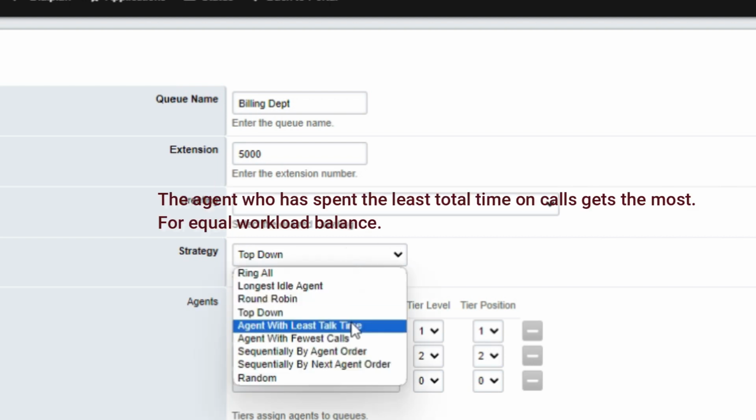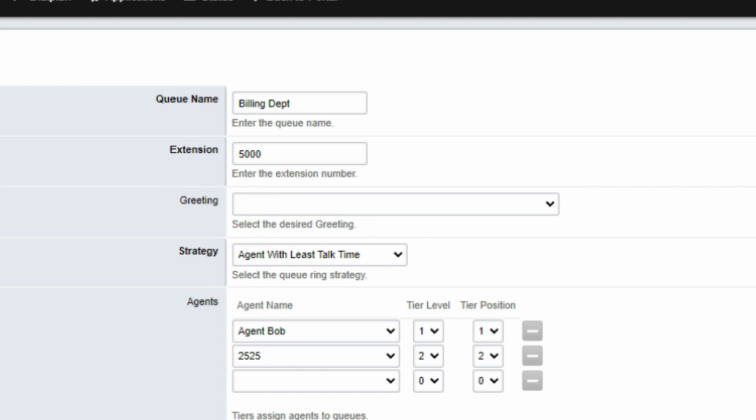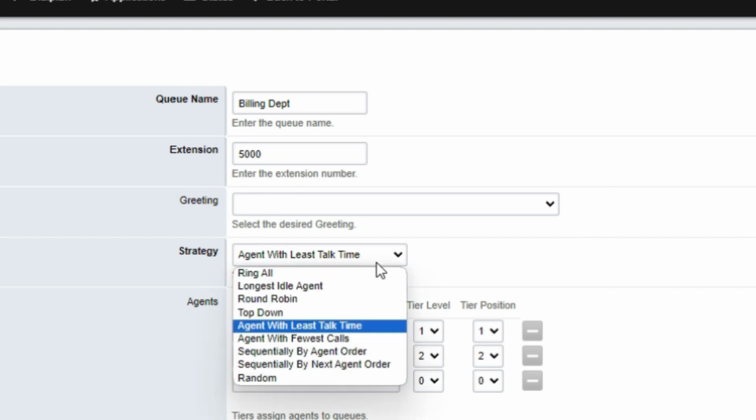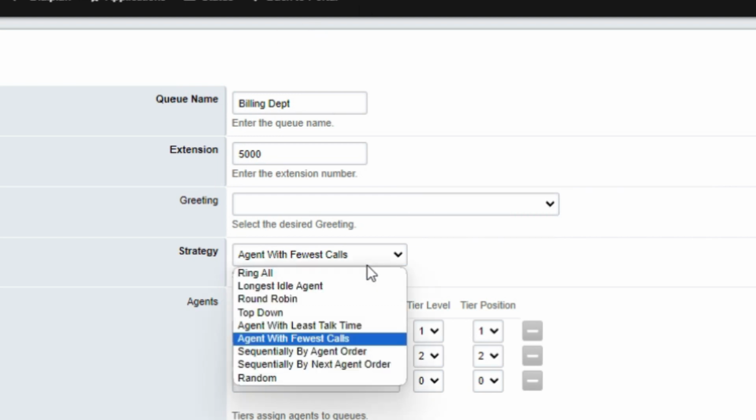Agent with least talk time. This strategy rings the agent who has spent the least amount of time talking, thereby creating a balance in the workload among agents. Agent with fewest calls. Here, the agent who has handled the fewest calls is rung, ensuring an even distribution of the workload.